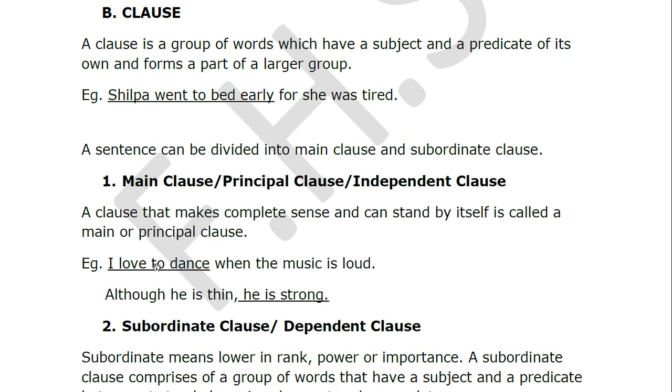It can stand by itself. It doesn't need this part. Okay? Even if you remove this, still this is complete. Now see the second sentence. Although he is thin, he is strong. So if you see this part, he is strong, it's a complete sentence. So it's not necessary that the main clause is at the beginning of the sentence, or that the sentence starts with the main clause.